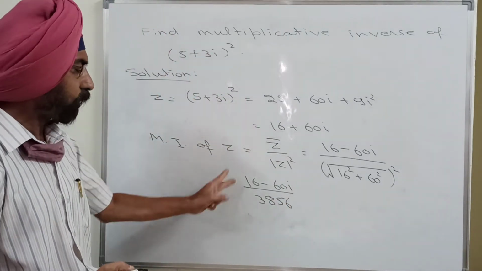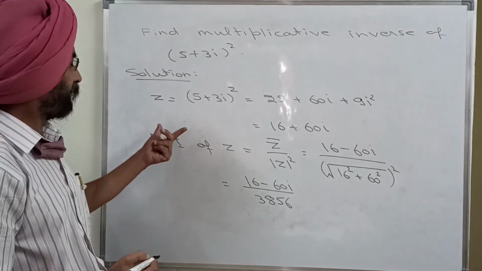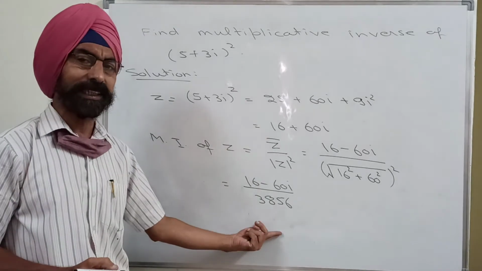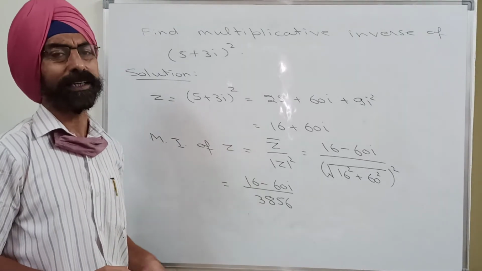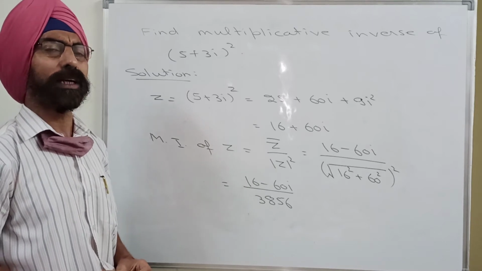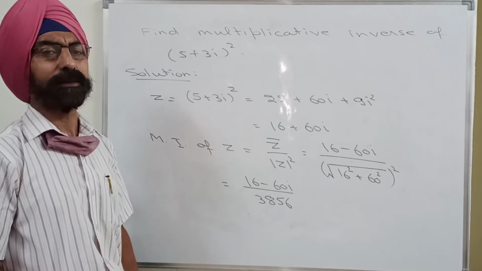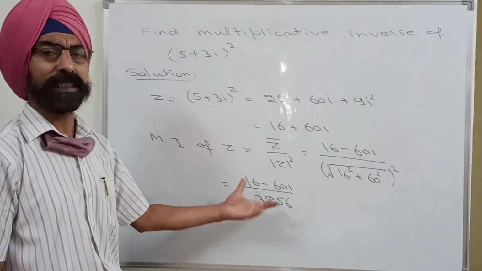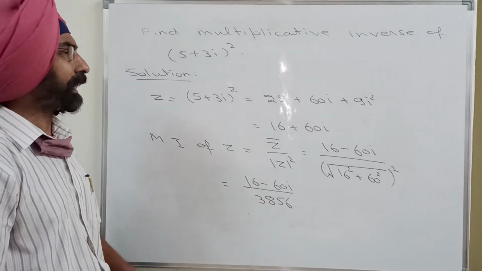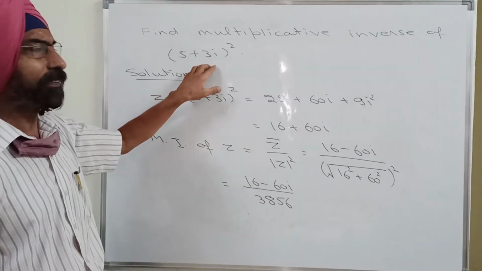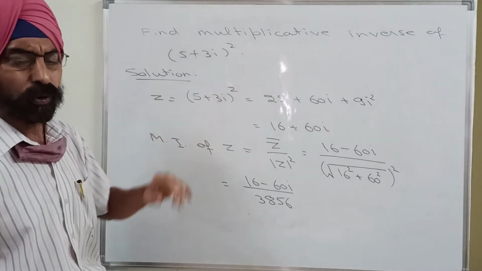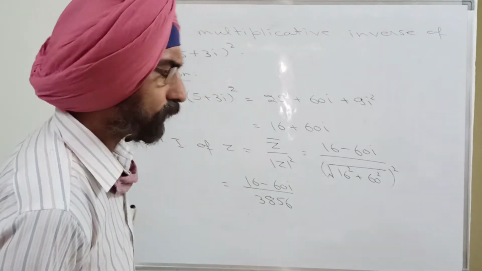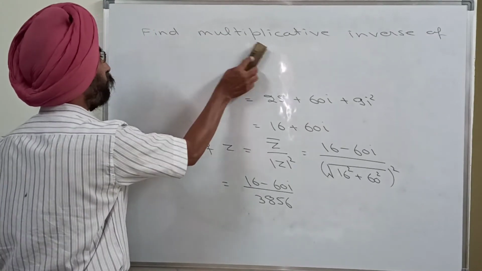3856. Now you can write the multiplicative inverse of Z as it is, or you can separate the real and imaginary parts. You can reduce it to the lowest terms to find the simplest form of the multiplicative inverse of this number, 5 plus 3 iota square. Another question we are going to take now.